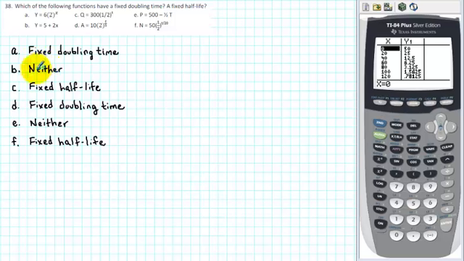What about the ones that were neither? What about the functions that had neither a fixed doubling time or a fixed half-life? Well, b is a linear function, and e is also a linear function. Linear functions do not have a fixed doubling time or a fixed half-life. What about the ones with a fixed half-life? In part C and in part F, we have exponential decay functions. So exponential decay functions have a fixed half-life.